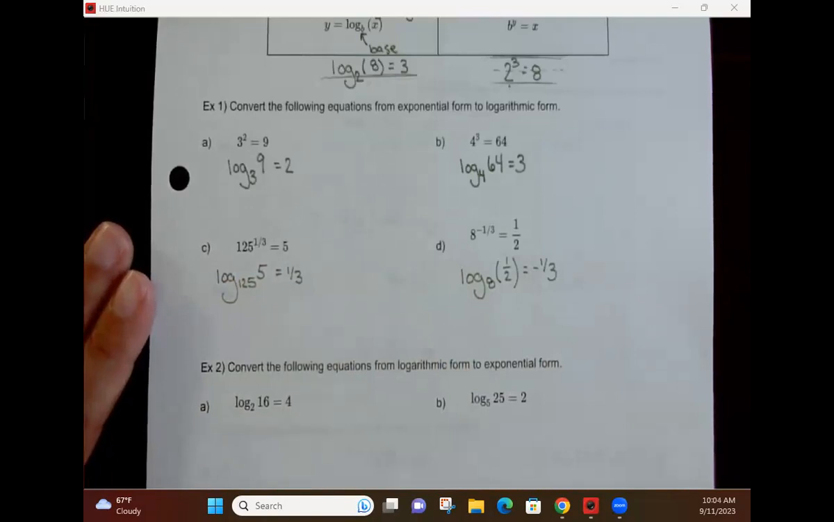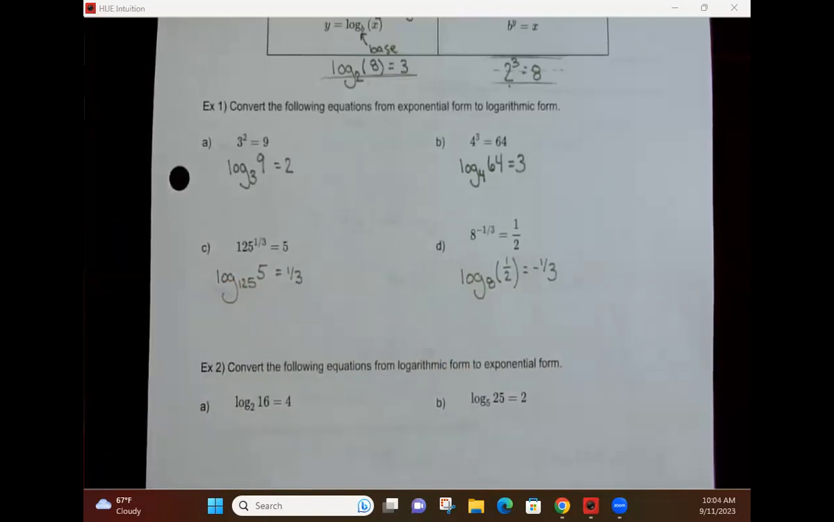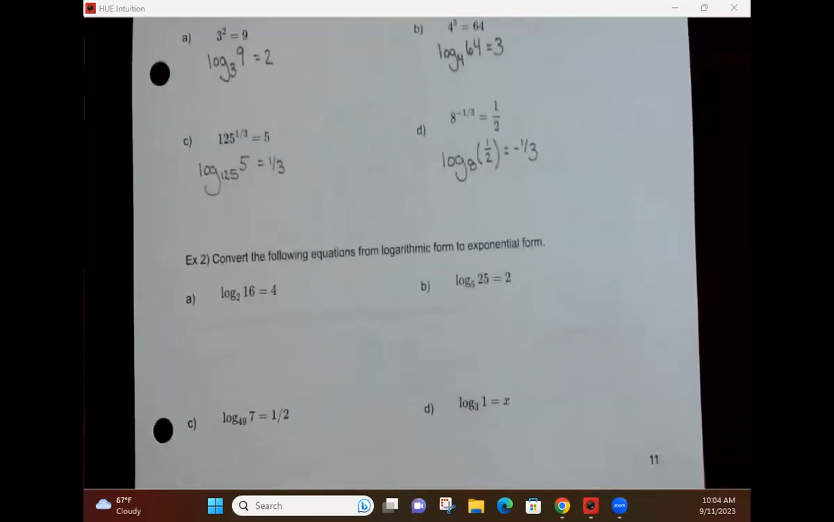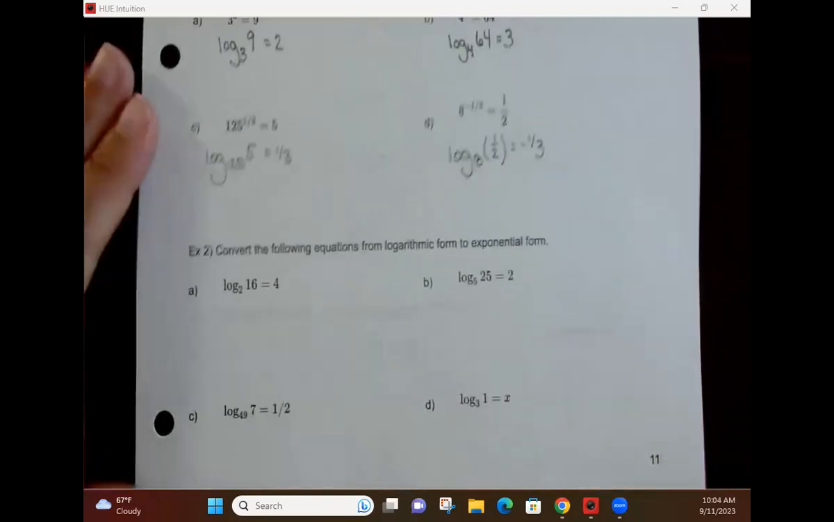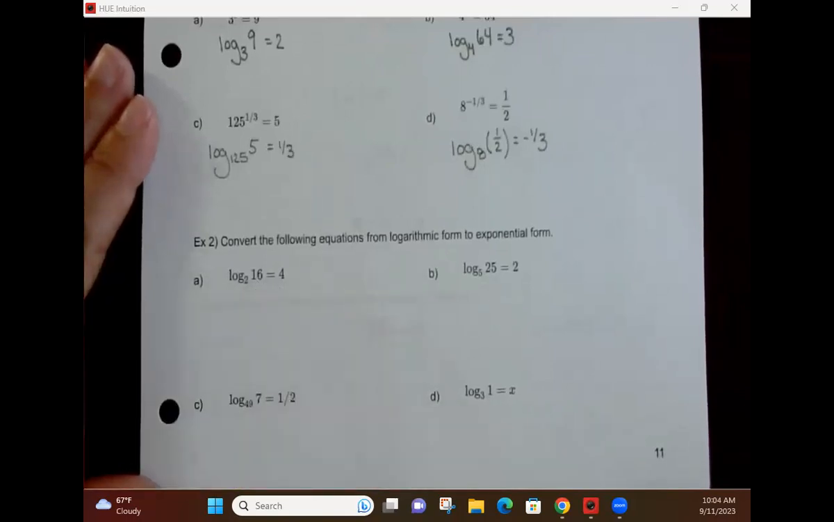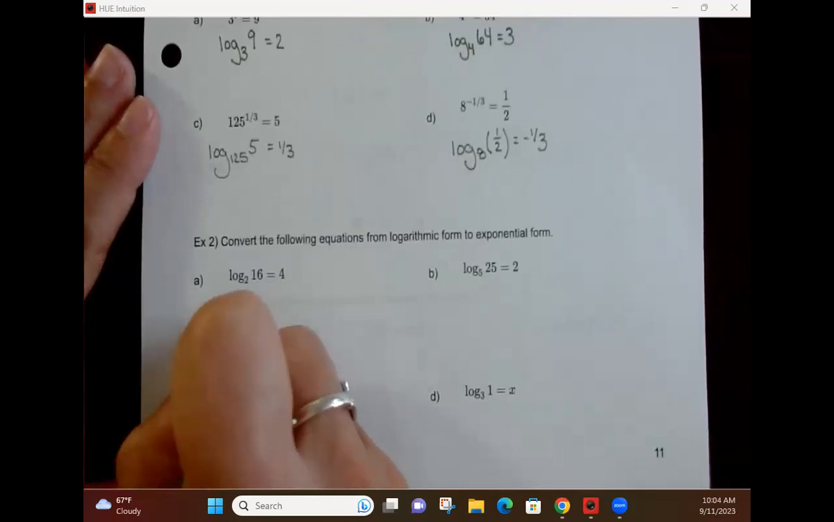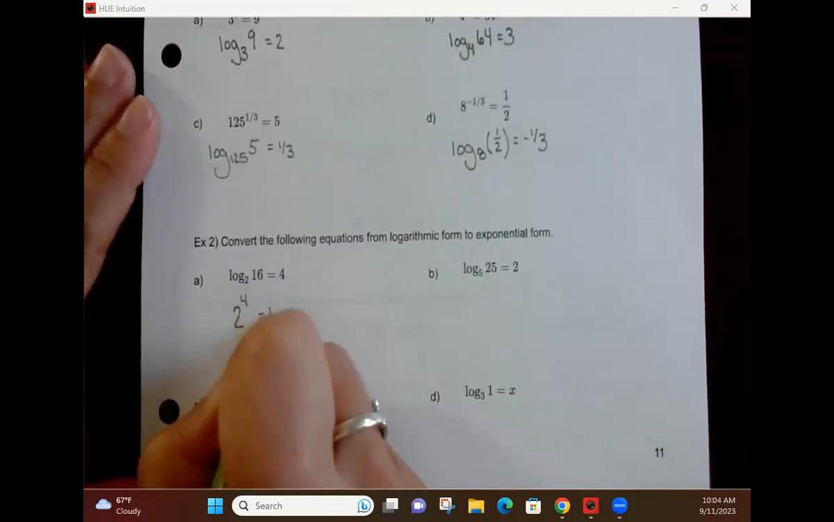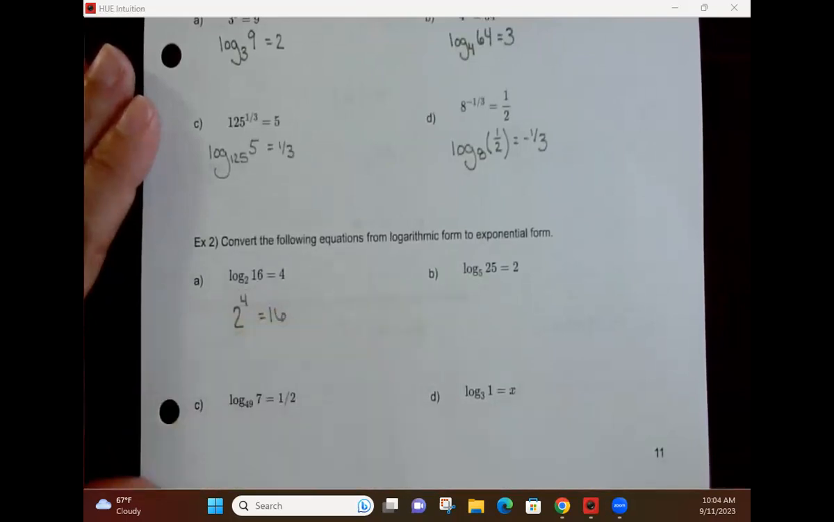We can take exponentials and put them into log form. We can also take stuff in log form and put it into exponential form. So those are the next couple problems that we'll see. Log base 2 of 16 equals 4. This means 2 to the 4th equals 16.